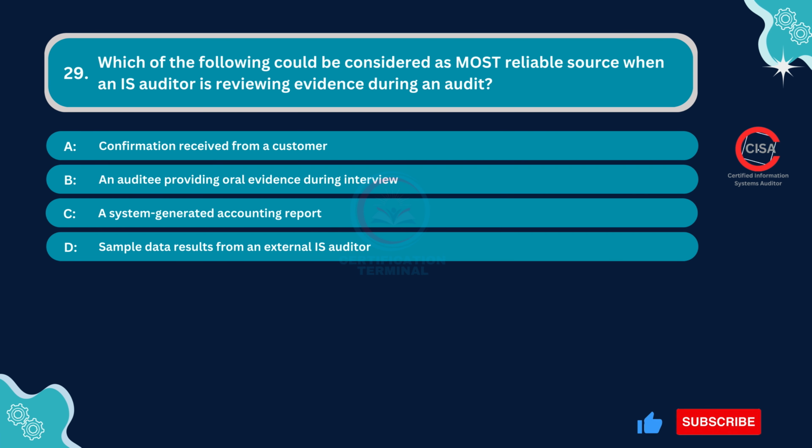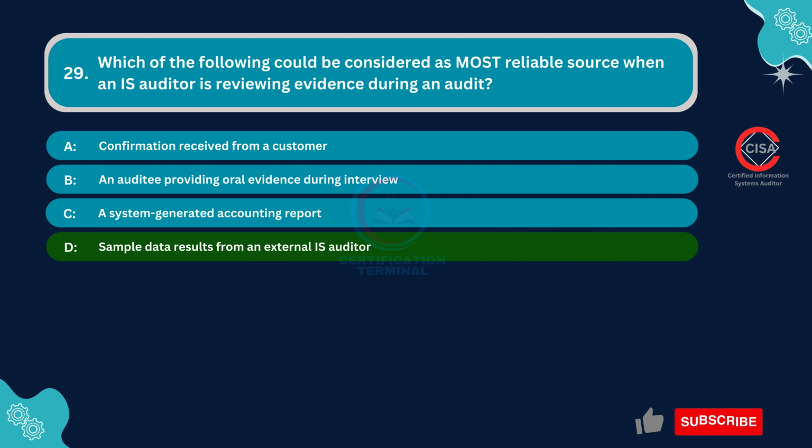The correct answer is Option D, sample data results from an external information security auditor. Sample data results from an external information security auditor come from a source independent of the organization being audited. This independence reduces the risk of bias or manipulation of the data. External auditors are expected to maintain objectivity in their data collection and analysis. Their sample results can provide a neutral perspective on the organization's controls and processes.